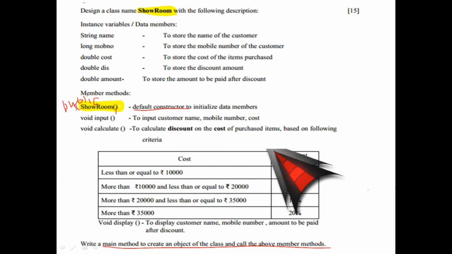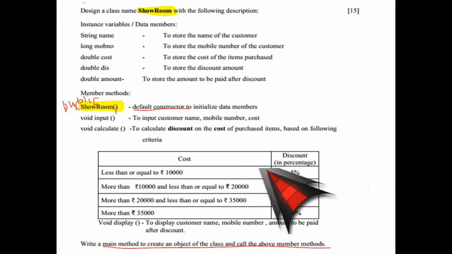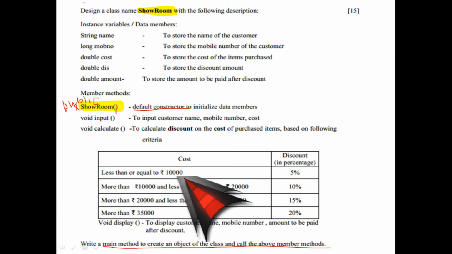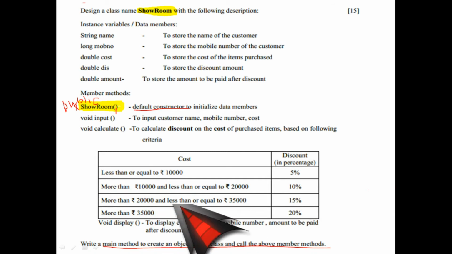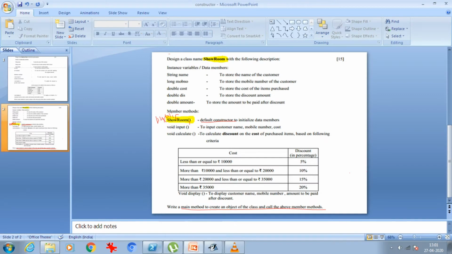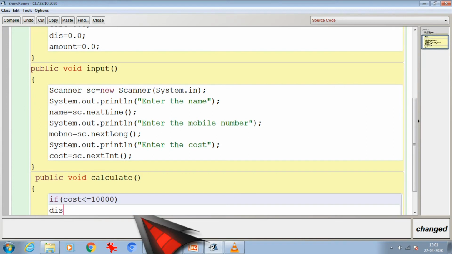Let's look at the question again and clear it out. We have a criteria, and on the basis of that we will do the discount. We will do the discount on the basis of the cost that has been purchased: less than 10,000, between 10,000 and 20,000, 20,000 to 35,000, and more than 35,000. Okay, so let's start with the first. If cost is less than 10,000, then my discount is 5%.